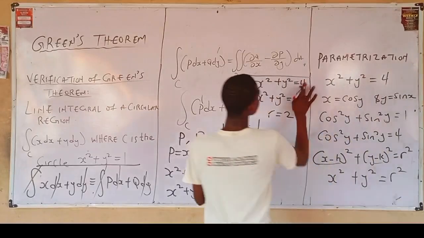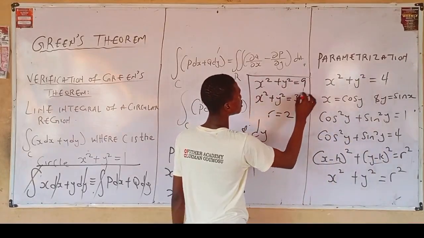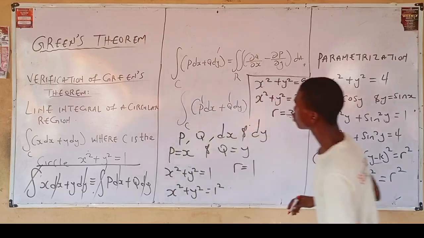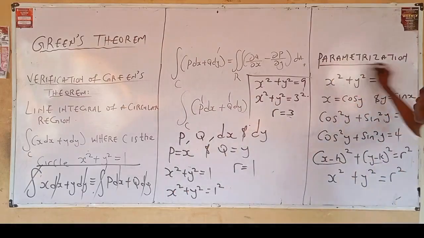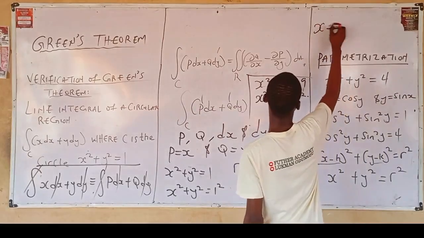Let's say this is 9. Meaning you have 3 squared, that is, r is equal to 3. So the whole idea of this is parameterization.